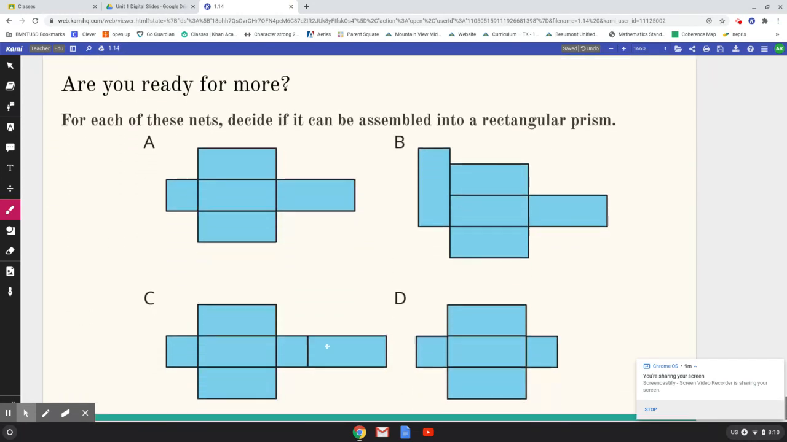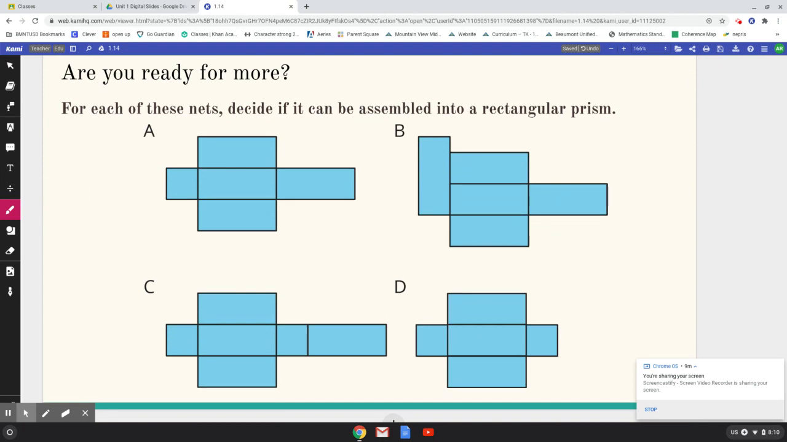Okay, and then the last slide here. For each of these nets, decide if it can assemble a rectangular prism. Okay, so A is incorrect because this should be looking like that, and this technically should be down here. So that makes that incorrect.